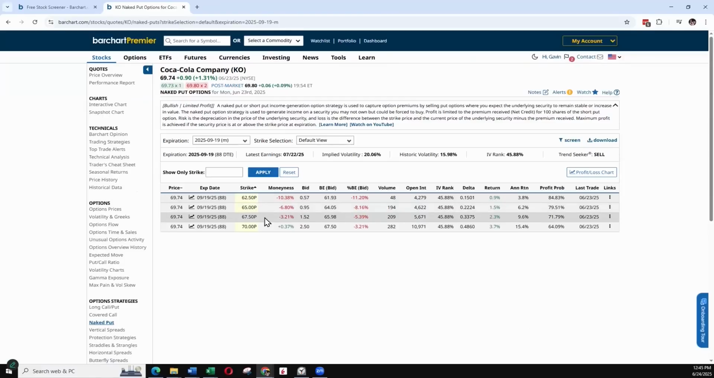return. So the 67.50 strike, still 5% out of the money. So if the put expires worthless, I get a roughly 10% annualized return. If it drops below 67.50, I get to buy a quality company for 5% less than what it's trading at today. So I'm pretty happy with that one.